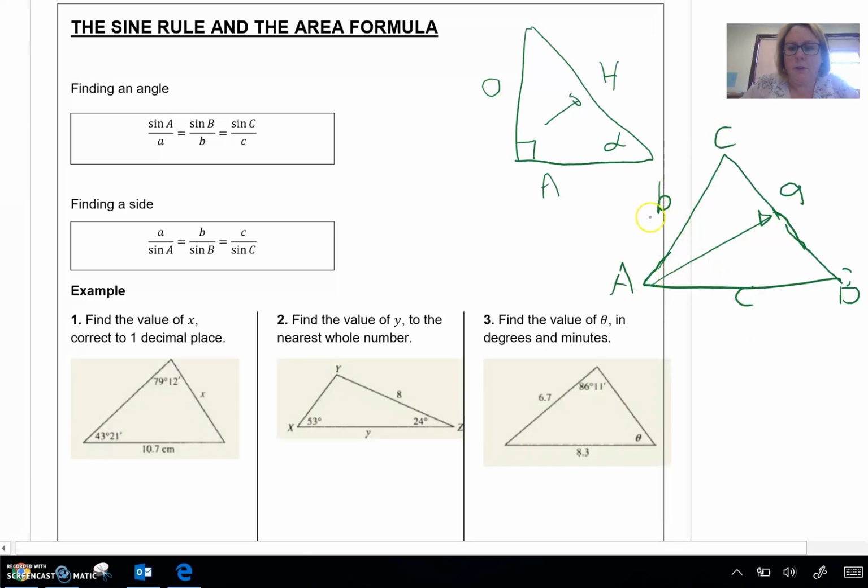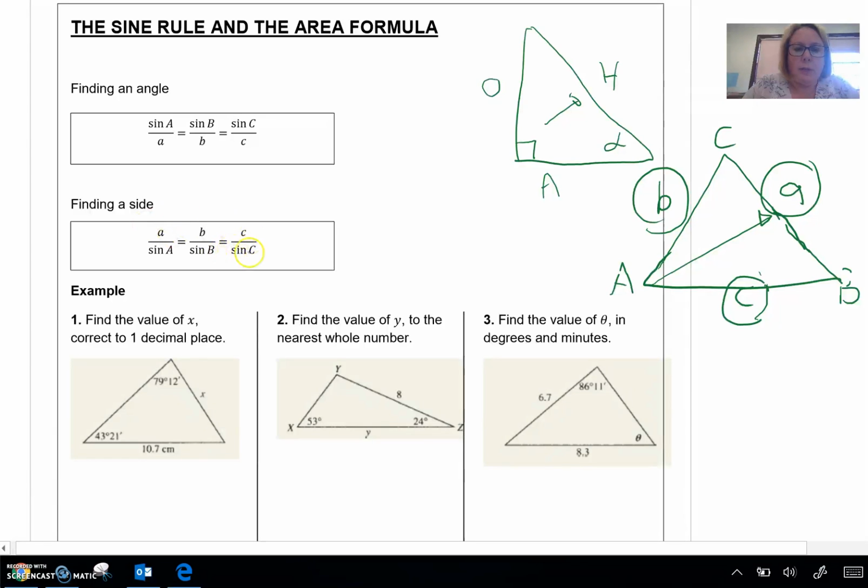And we often have the little one, or the lowercase letter for the side. Now there's actually three formulas we need to learn: the sine rule, the cosine rule, and the area of a non-right angle triangle rule. Now the sine rule we'll look at first. It's a ratio that says the side over the sine of the angle is equal to any other side over the sine of its angle.